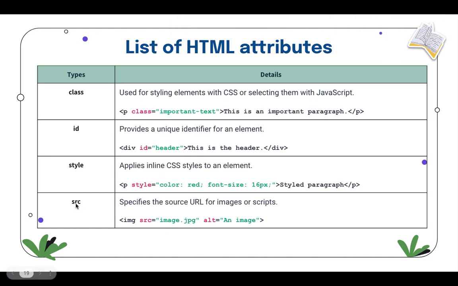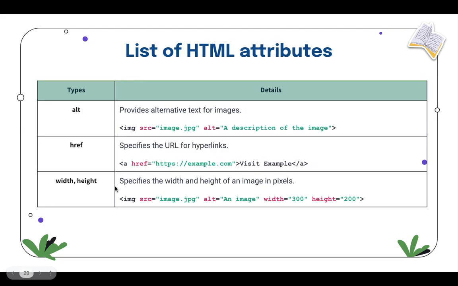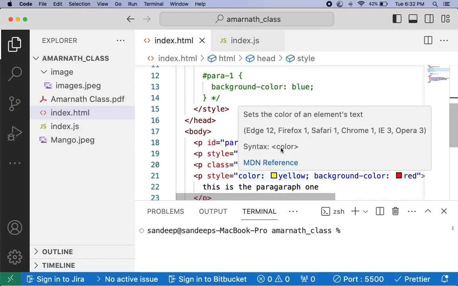Okay, same way src we have already checked for image. Next we have alt, already checked for image. Next we have href, already checked. So href is nothing but whatever link we write or provide, the anchor tag will redirect to that respective page or respective link. Okay, width and height attributes, we have already seen these.